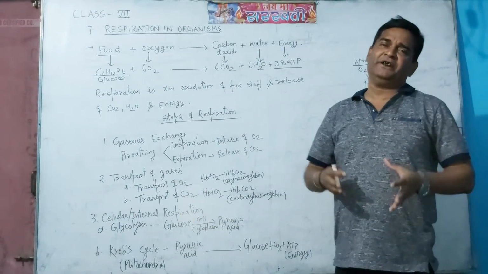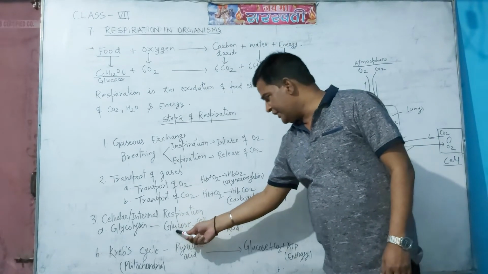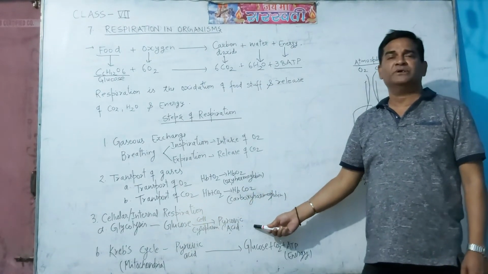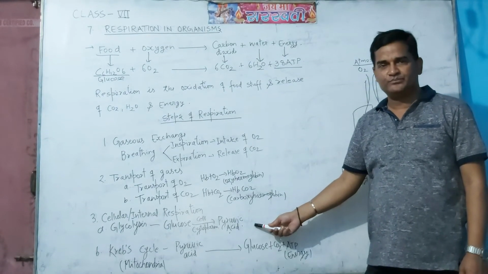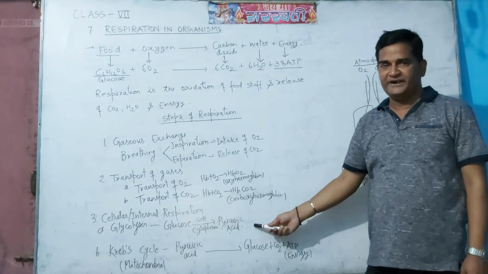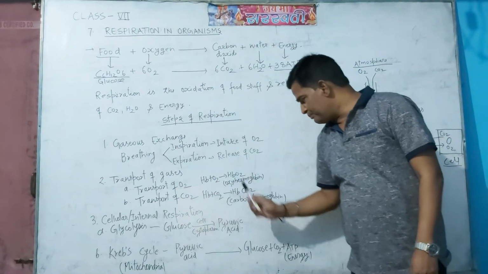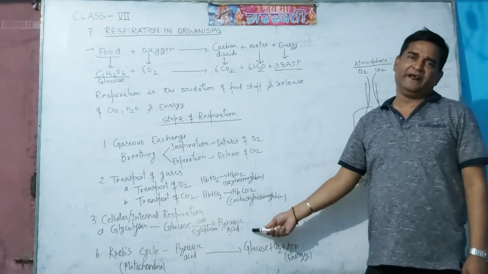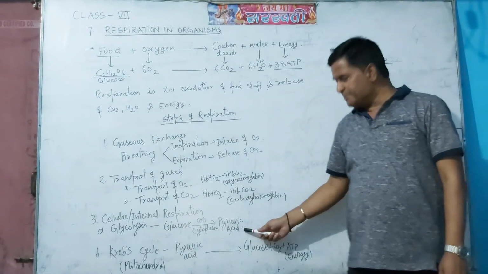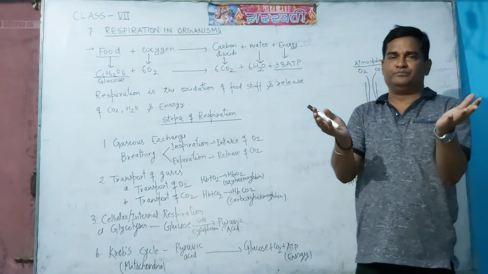What is the exact meaning of glycolysis? The conversion of glucose into pyruvic acid inside the cell cytoplasm is called glycolysis. Once again I am repeating, children, the conversion of glucose into pyruvic acid inside the cell cytoplasm is said to be glycolysis. And this pyruvic acid is formed in the cell cytoplasm.